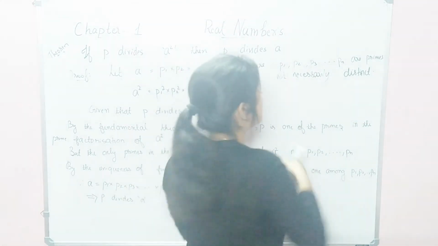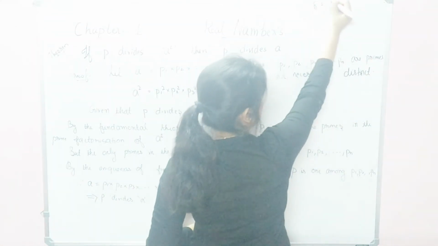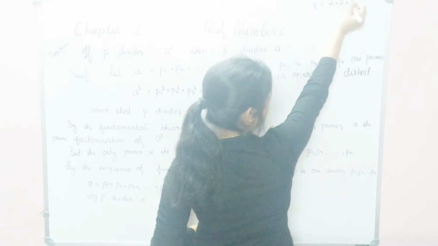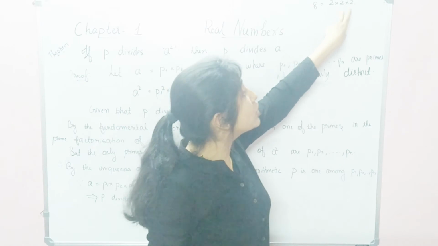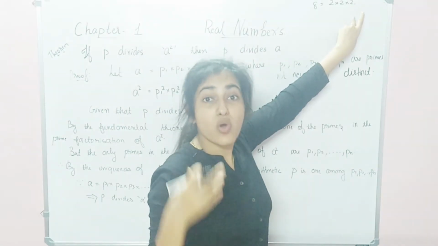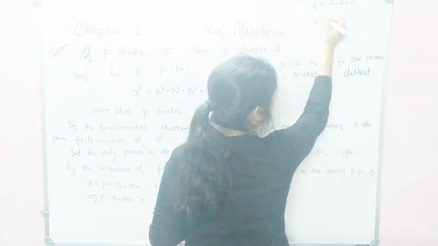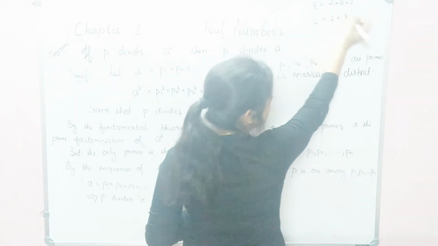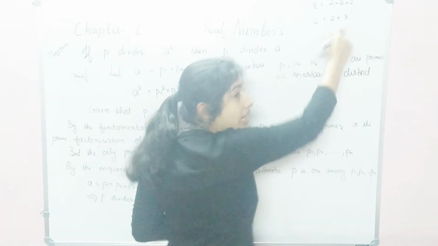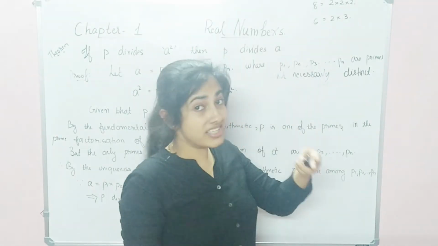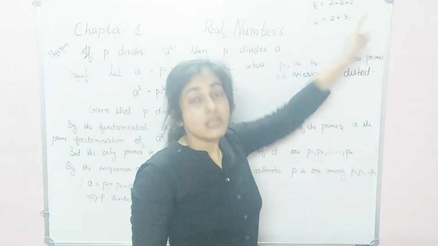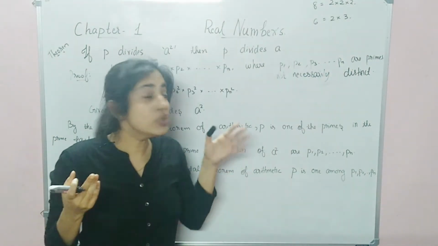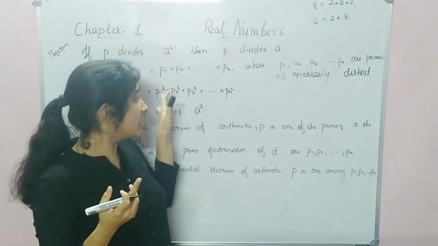Let us consider 8. 8 is equal to 2 into 2 into 2. So if A is 8, P1, P2 and P3 are all 2. But if I consider 6, 6 is equal to 2 into 3. So here 2 primes are involved and these 2 are distinct. P1 is 2 and P2 is 3. Whatever number you have, you can write that number in this form.